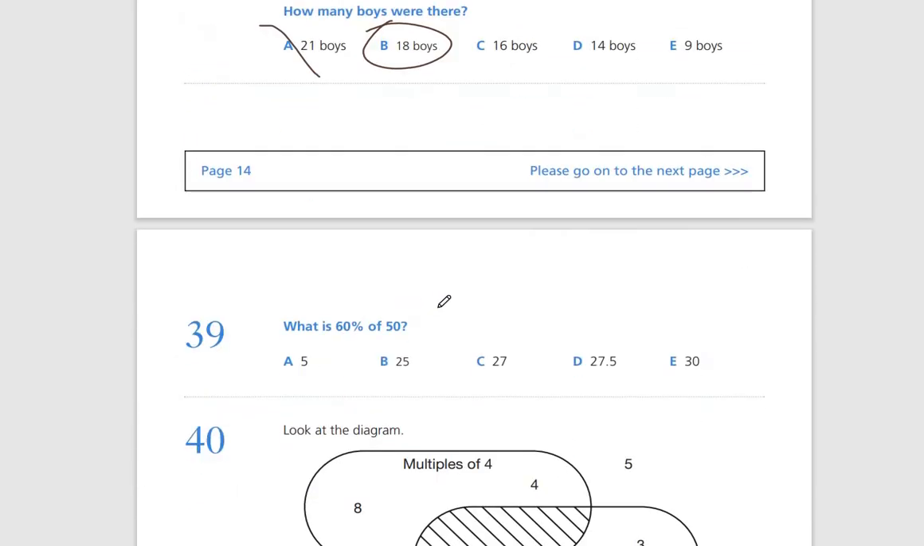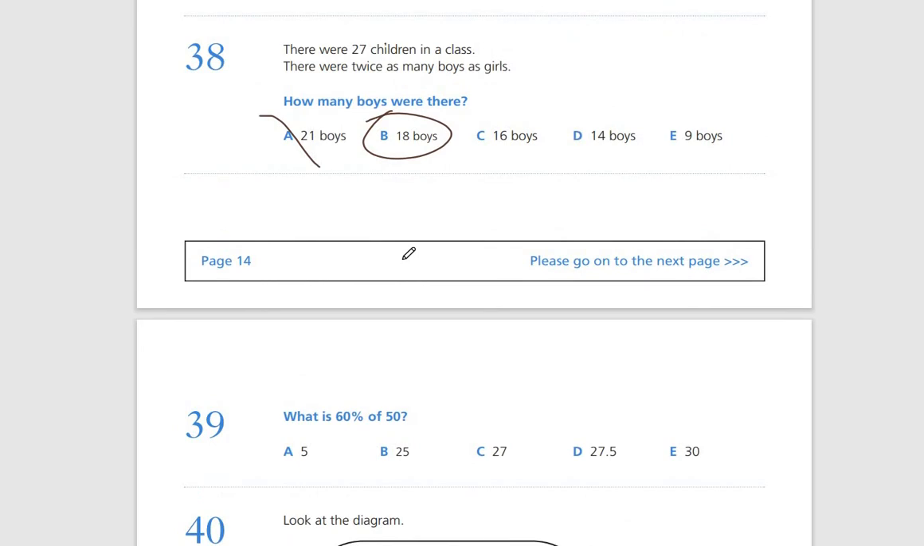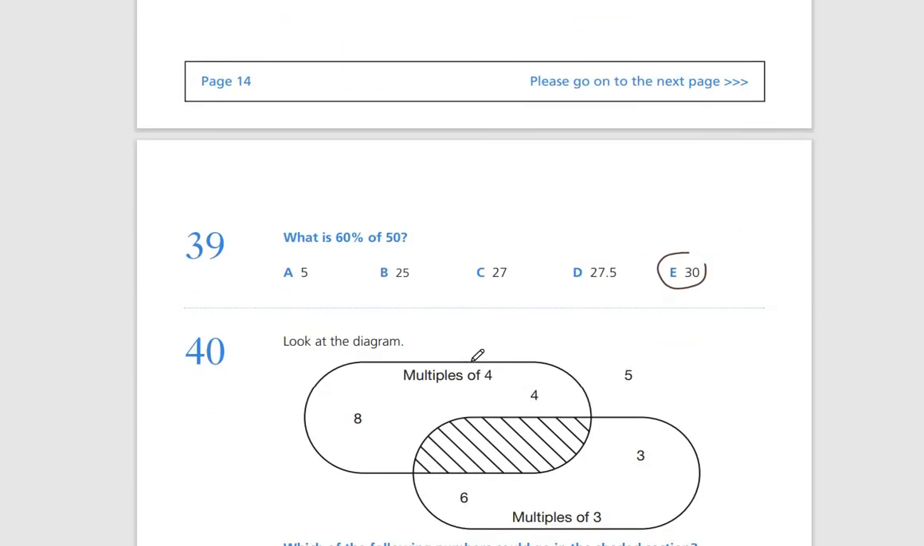39. What is 60% of 50? We can do 60 over 100 of 50, meaning 50 times 60 divided by 100, or 50 divided by 100 times 60. But when you work it out, you will actually get 30, which is E, because I did 50 times 60 divided by 100. 50 times 60 is 3,000, divided by 100 is 30.